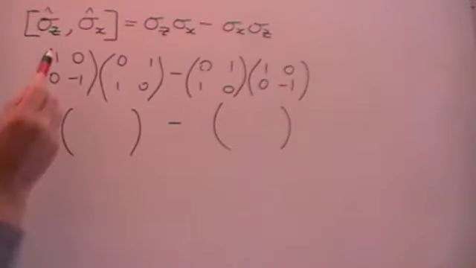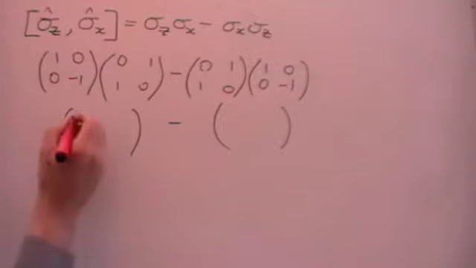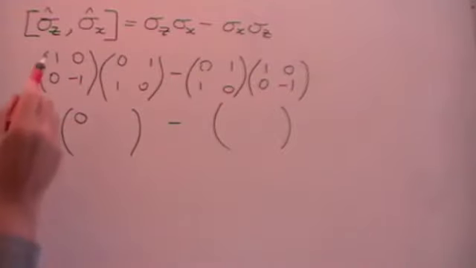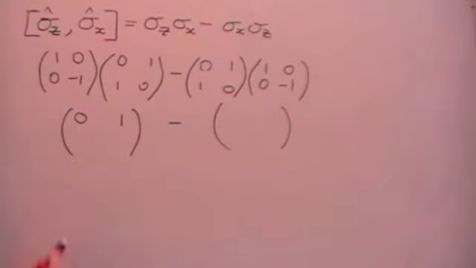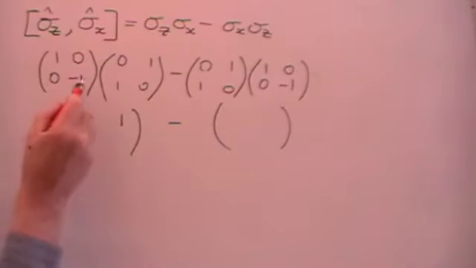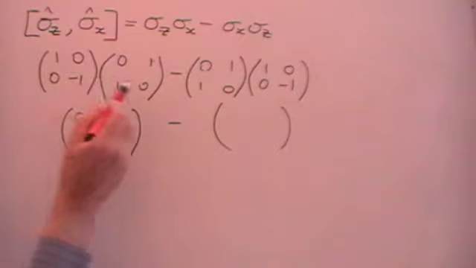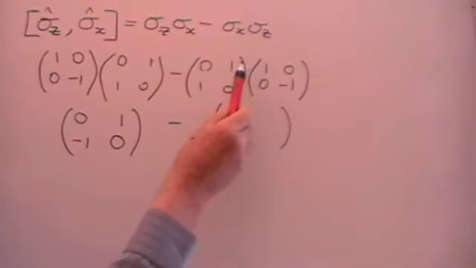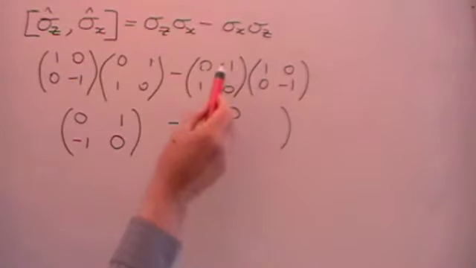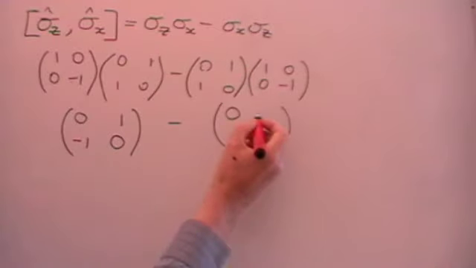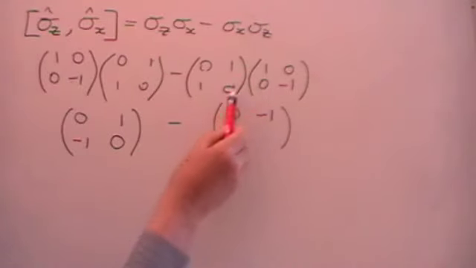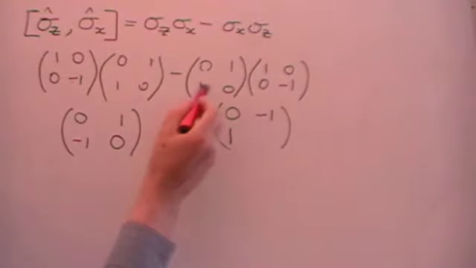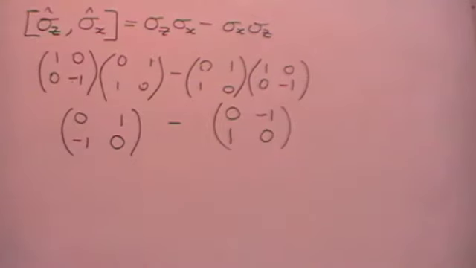So let's do it. 1 times 0 plus 0 times 1 is 0. 1 times 1 plus 0 times 0 is 1. 0 times 0 minus 1 times 1 is minus 1. And then 0 times 1 plus minus 1 times 0 is 0. And over this side, 0 times 1 plus 1 times 0 is 0. 0 times 0 plus 1 times minus 1 is minus 1. 1 times 1 plus 0 times 0 is 1. And 1 times 0 plus 0 times minus 1 is 0. You'll notice that these two are not the same.